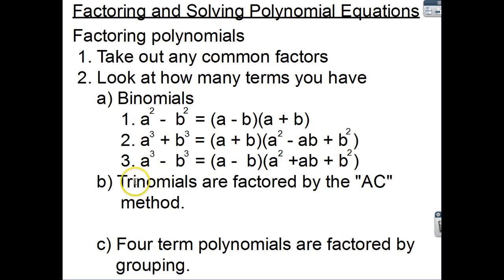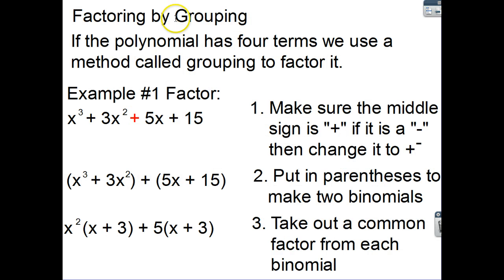If after you take out a common factor you're left with a trinomial, my class factors that by the AC method. If you have 4 terms left, then it is factored by grouping. We haven't seen factoring by grouping yet, so we're going to start with that method, factoring polynomials that have 4 terms. Here's how it goes.